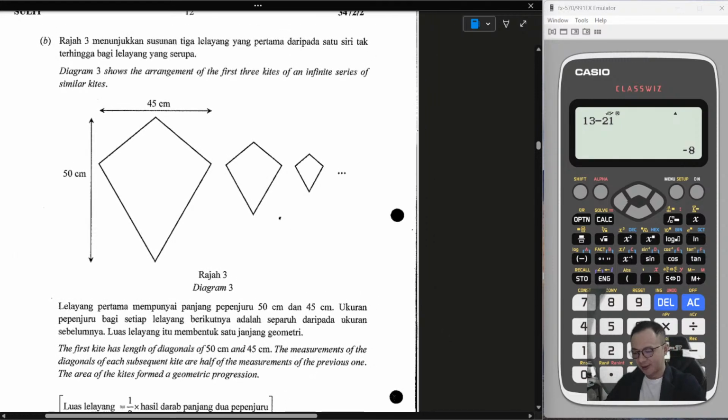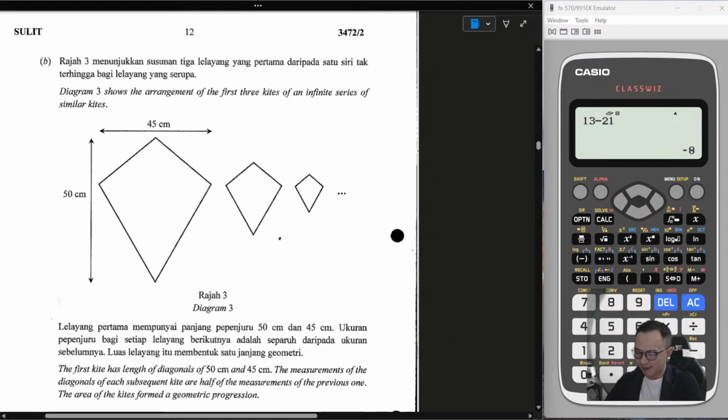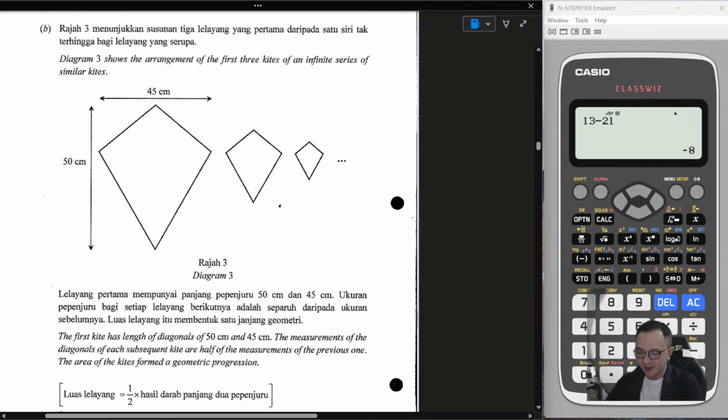Okay. Then we have some progression also. Arithmetic, infinite. Infinite then is GP. For arithmetic progression, we don't have the infinite one. Infinite only happens for GP. Okay.